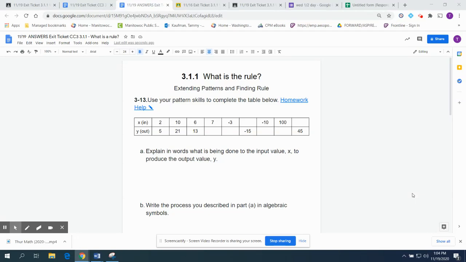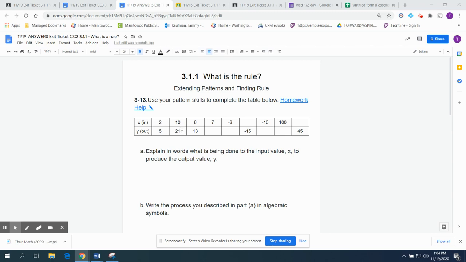When looking at a table, trying to find the pattern, I look for ones that I feel would be easy. So I start with the 2, and when I look at 2, what do you do to 2 to get to 5? First reaction is to add 3, but then I go and look at the 10. Well, 10 plus 3 isn't 21. And when I look at the 10 and 21, 21 looks much bigger than 10. So I start to think multiplication.